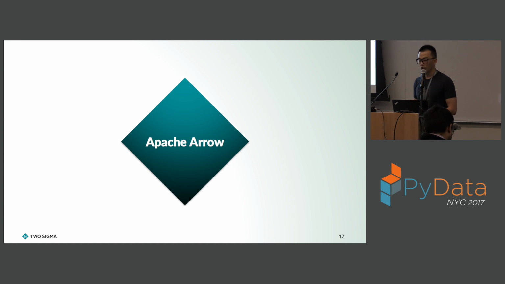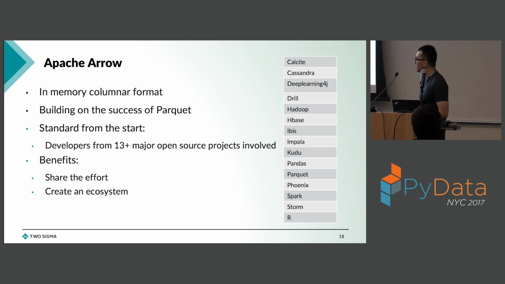So how can we use something that can solve this problem? Now, Apache Arrow comes to the rescue. So what is Apache Arrow? Apache Arrow is an in-memory columnar format. It's built on top of the successor of Parquet.